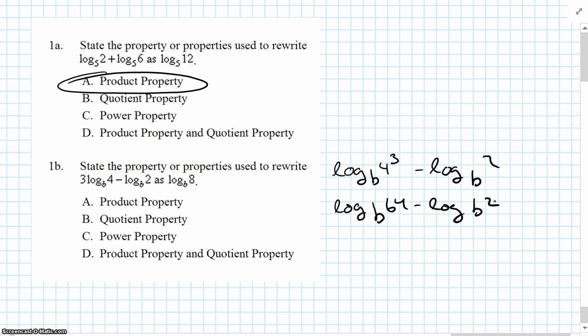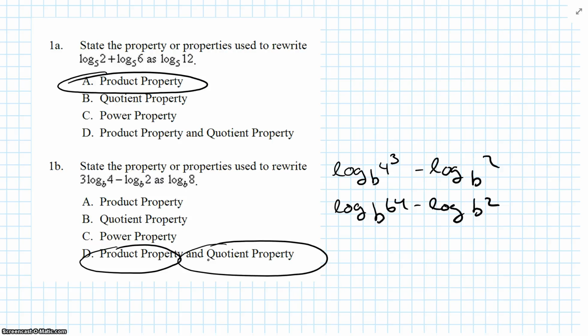So it would have been the quotient property. So it would have been the product property and the quotient property. Okay, actually it should have been the power property and the quotient property.